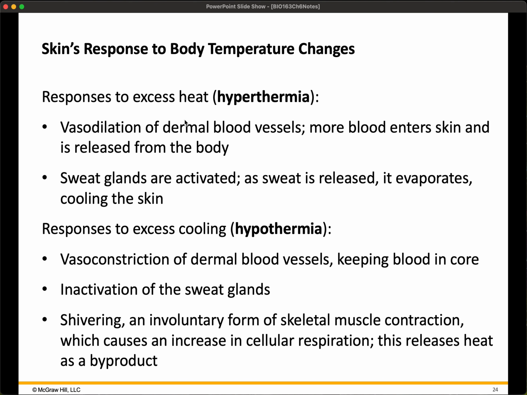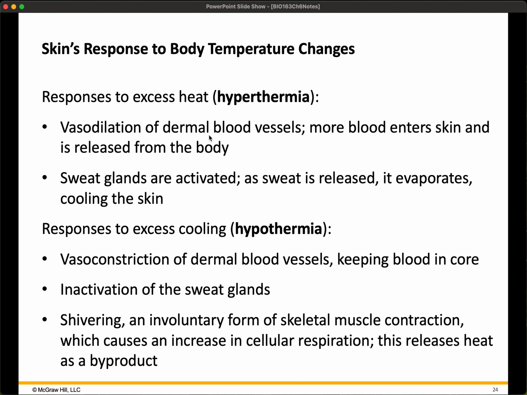Okay, so looking at responses to heat, both hyperthermia and hypothermia. So hyperthermia, an excess of heat. Let's say that you were working out outside, you didn't hydrate enough, and all of a sudden your body is very much overheating. What's going to happen is that the blood vessels in your dermis are going to start to vasodilate, meaning they're going to open up even larger. That's going to allow more blood to go into your skin and then be released from the body. The sweat glands also get activated, so that they can help with cooling down the body.